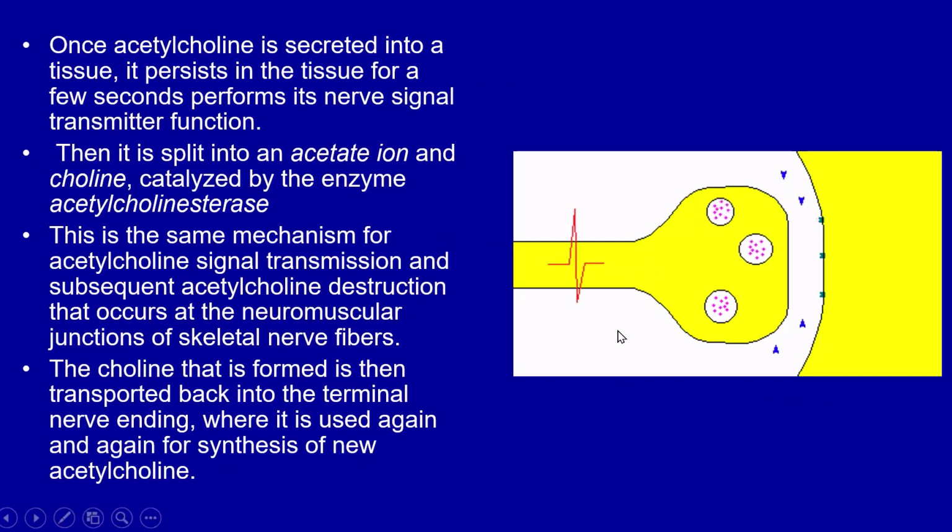We have discussed in previous slides that when the acetylcholine is released into the synaptic cleft, it is removed by acetylcholinesterase. So this is the removal of acetylcholine from the site of action by acetylcholinesterase, which we have discussed in the lecture of neuromuscular junction in detail.